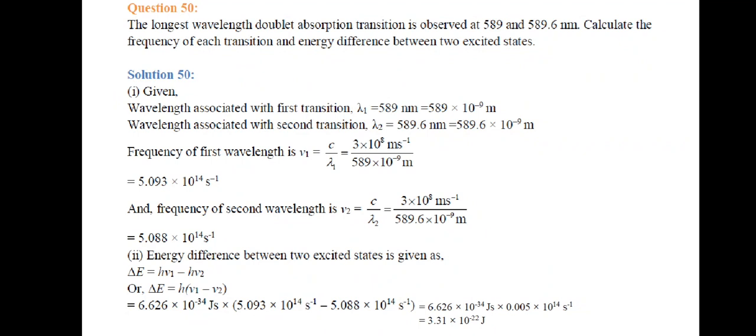What is the energy difference? Delta E equals h nu 1 minus h nu 2, that is delta E equals h times nu 1 minus nu 2. So we have 6.626 into 10 power of minus 34 into 5.093 into 10 power of 14 seconds inverse minus 5.088 into 10 power of 14 seconds inverse. It is 3.31 into 10 power of minus 22 joules. So the energy difference is 3.31 into 10 power of minus 22 joules.